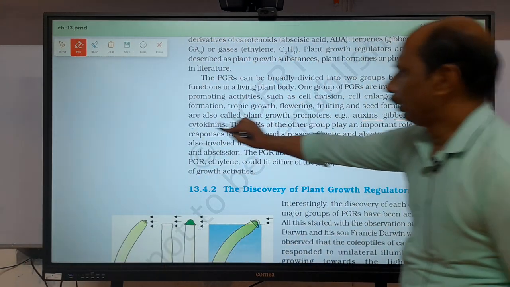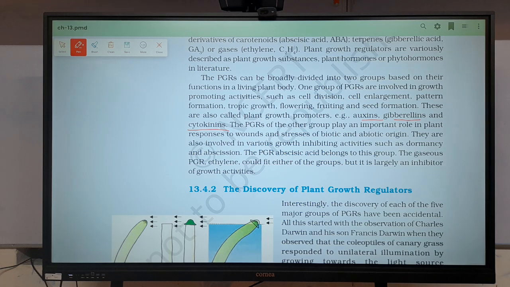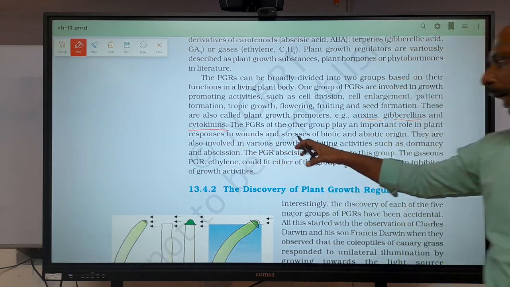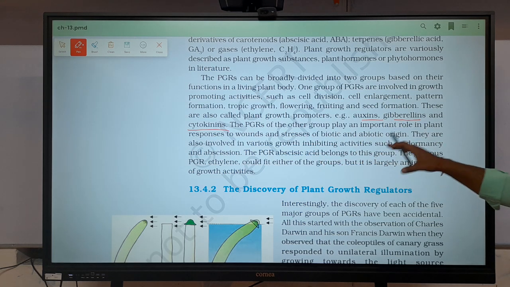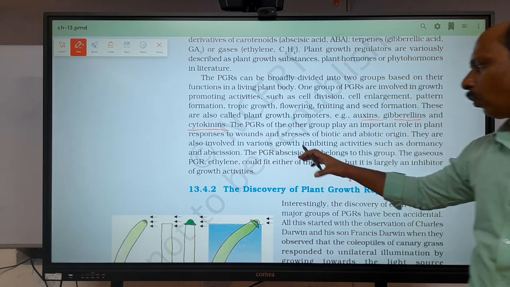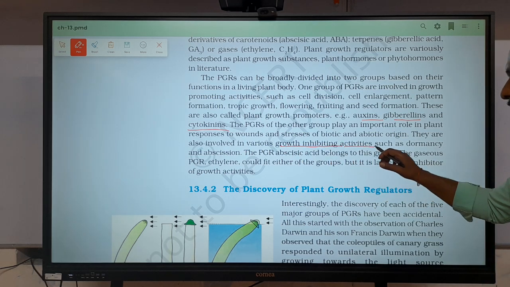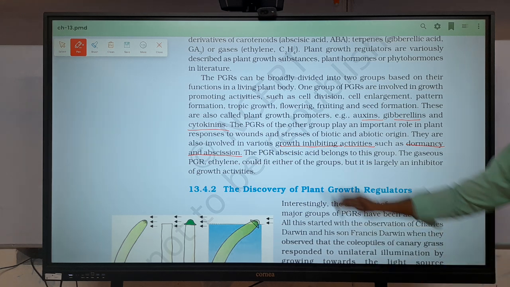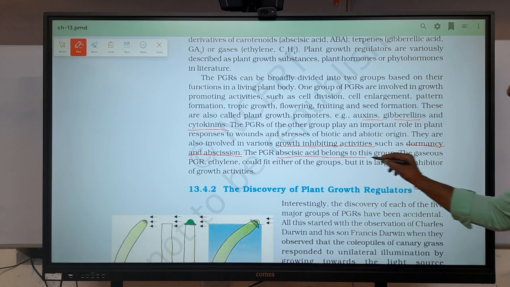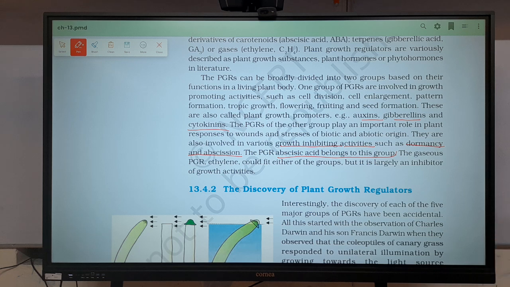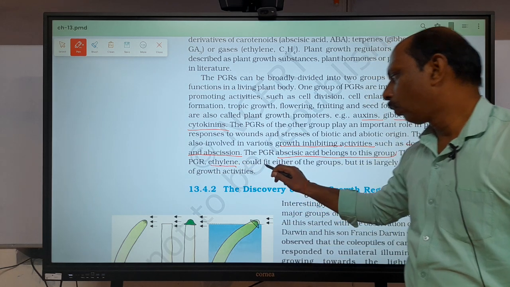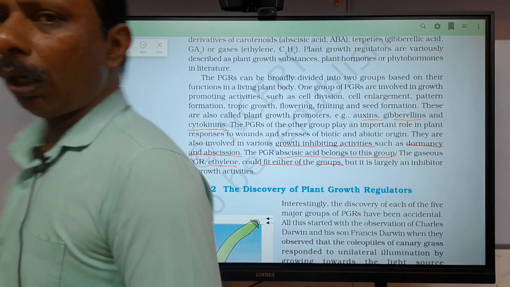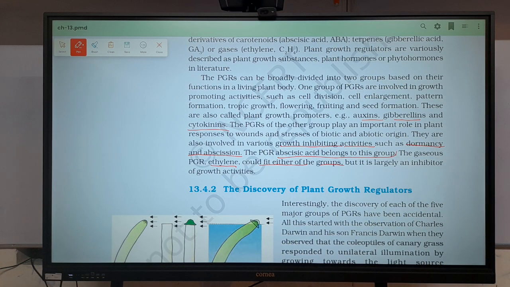Auxin, gibberellin and cytokinins. Another group plays an important role in plant responses to wounds and stresses of biotic and abiotic origin, and they are also involved in various growth inhibitor activities such as dormancy and abscission. These PGRs, abscisic acid, belong to this group. But ethylene, which is a gas, could fit either group. Either we can consider it a plant growth regulator or we can consider it a plant inhibitor.